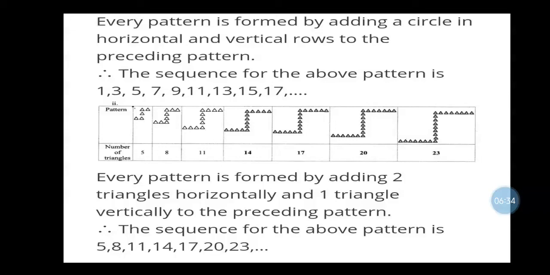20 plus 3, 23. Here, every pattern is formed by adding 2 triangles horizontally and 1 triangle vertically to the preceding pattern. Therefore, the sequence for the above pattern is 5, 8, 11, 14, 17, 20, 23 and so on.